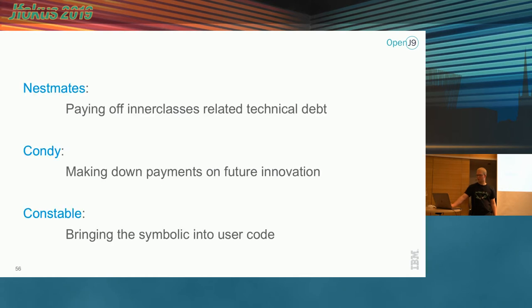All right, so what have we gotten so far? We've got NestMates, which paid off some of the inner class's technical debt and made it a little easier to write bytecode. We got Condy, which made it easier to get dynamic constants, and cheaper. And now 12 will bring Constable, which starts to give us ways to talk about symbolic information, right? We see all these little building blocks start to come together, and the payoff, especially for people who are using Java, gets larger and larger as we move down this path.